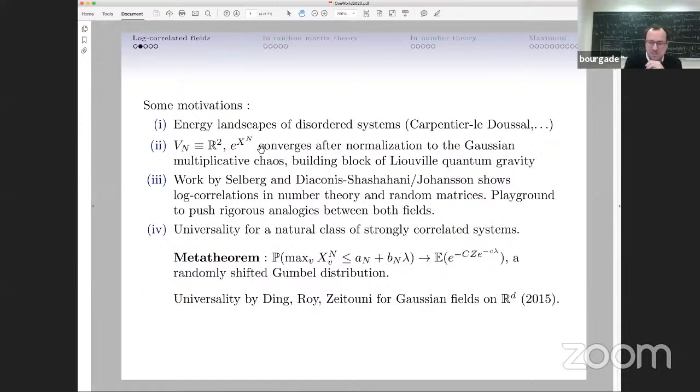For me, another motivation is really that it serves as a playground to push the rigorous analogies between random matrix theory and number theory. We will show in the next slides, like in 15 minutes, some works by Selberg and Diaconis-Shahshahani about this. And the fourth point here is that there is some universality for log correlated fields that is expected at the level of the extremes, for example. What you expect is that there are always constants a_n and b_n, such that the maximum of your log correlated field will be of order a_n plus b_n times lambda, if you play with the parameter lambda, there should be a scale b_n so that it converges in distribution. And the limiting random variable is supposed to be a randomly shifted Gumbel. This Z is a random variable. Actually, some universality of this type has been proved by Ding, Roy, and Zeitouni in 2015 in the case of Gaussian log correlated fields on R^d.